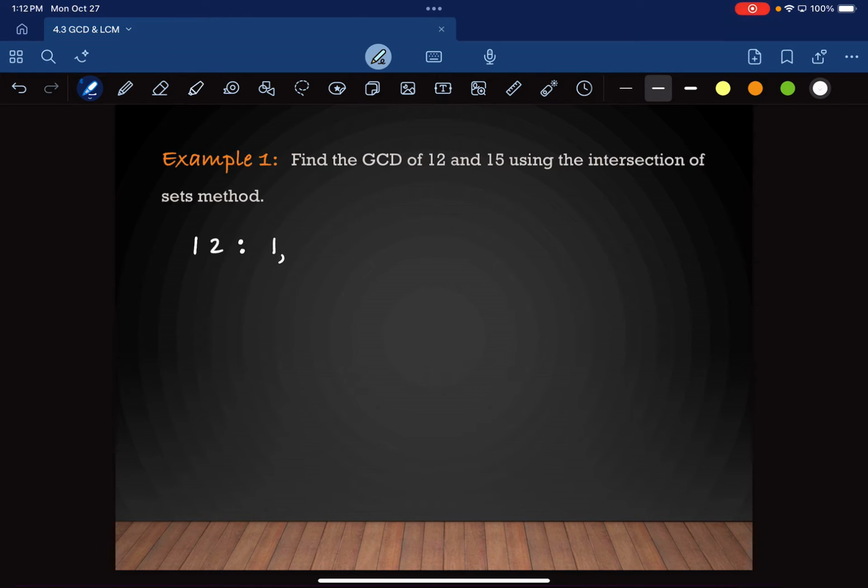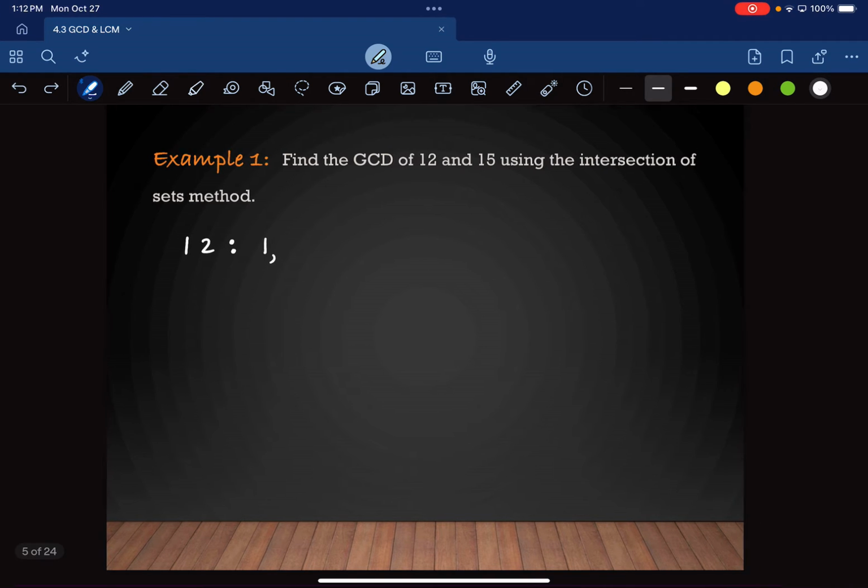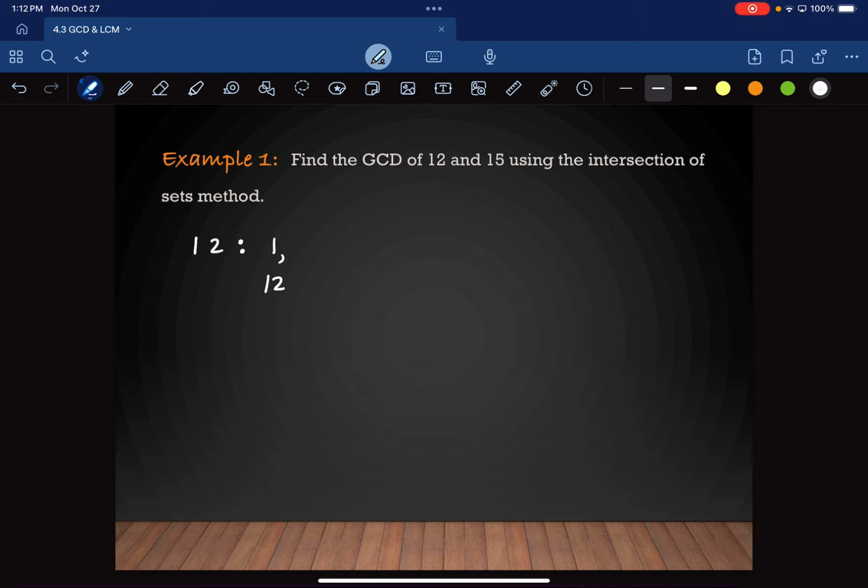So it always starts with 1. I'm going to go in order from least to greatest. So 1 will divide 12, and that would be 1 and 12. They come in pairs, so if you wish, you could do it that way too. Let me do it that way. I kind of like that better. So 1 and 12, we'll stack them.